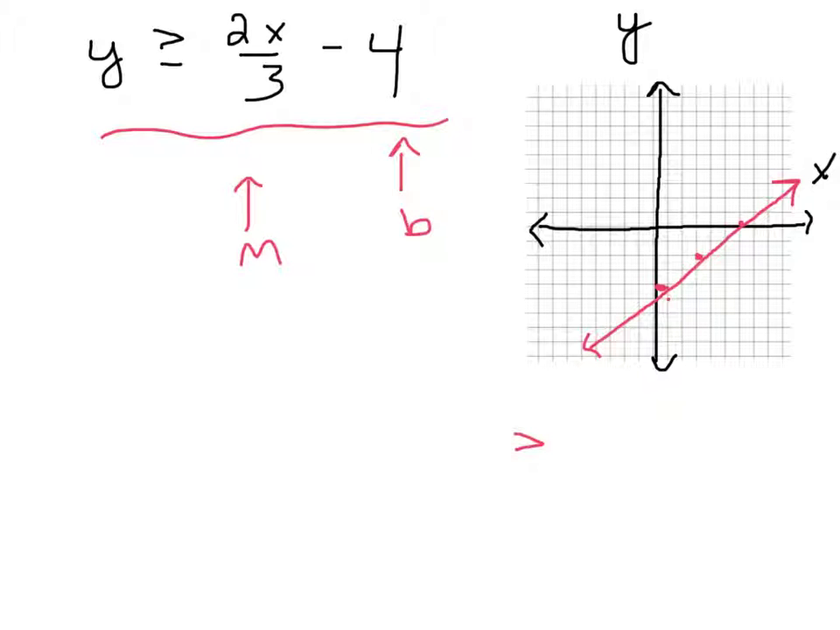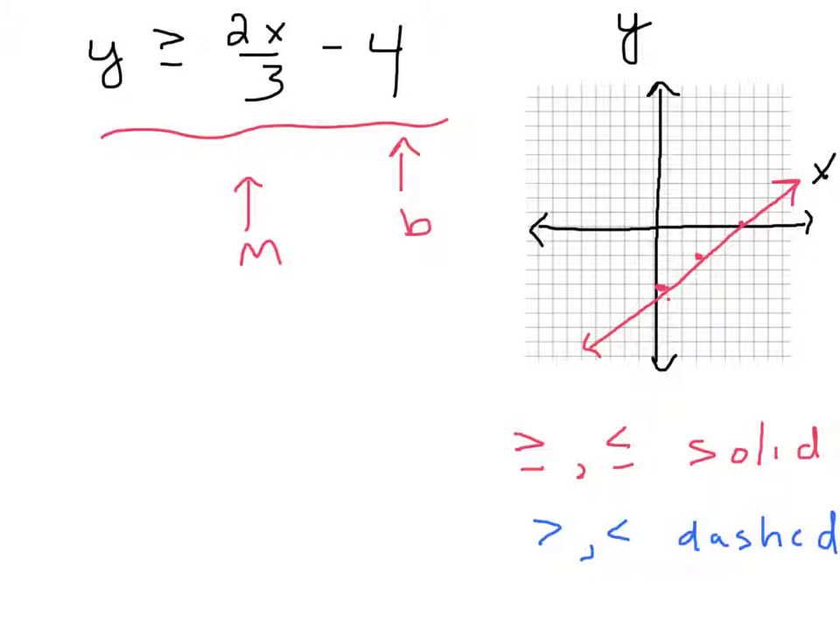Whenever I have a greater than or less than or equal to, I'm always going to use a solid line. That's to indicate that all of the points on the line are in fact part of my solution. If I have a greater than or a less than sign, then I'm always going to use a dashed line. And that would be to indicate that the points on the line would not actually be solutions to the inequality.